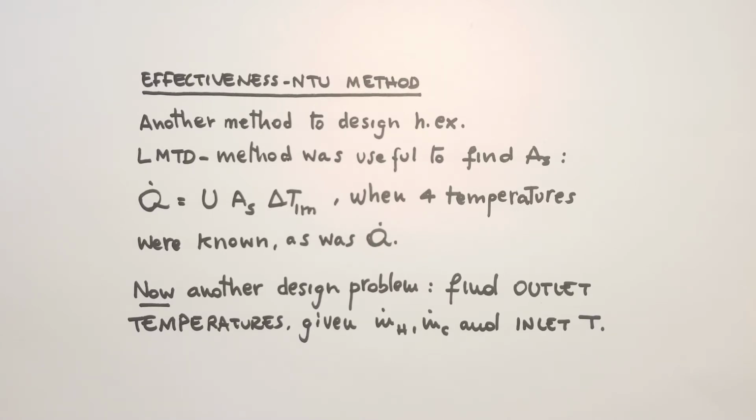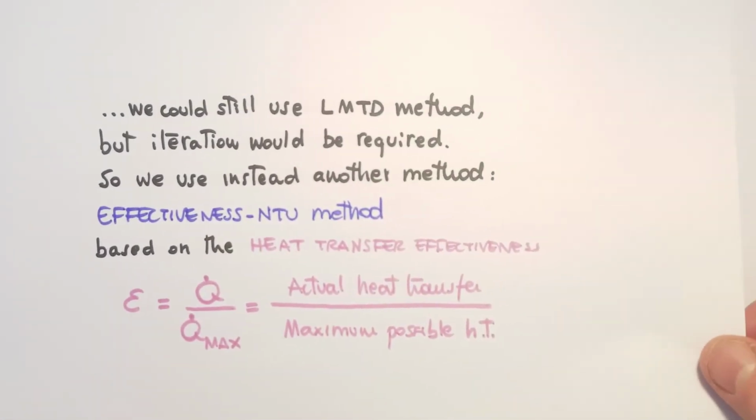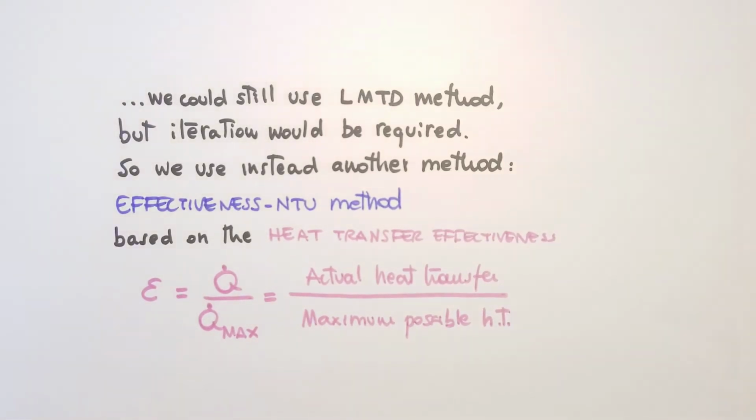But now we present another design method, and the objective now is to design the heat exchanger without knowing the outlet temperatures, although we know the mass flow rates of the hot fluid and the cold fluid and the inlet temperatures. For this problem, we could still use the log mean temperature difference method, although an iteration would be required, so that's not really convenient.